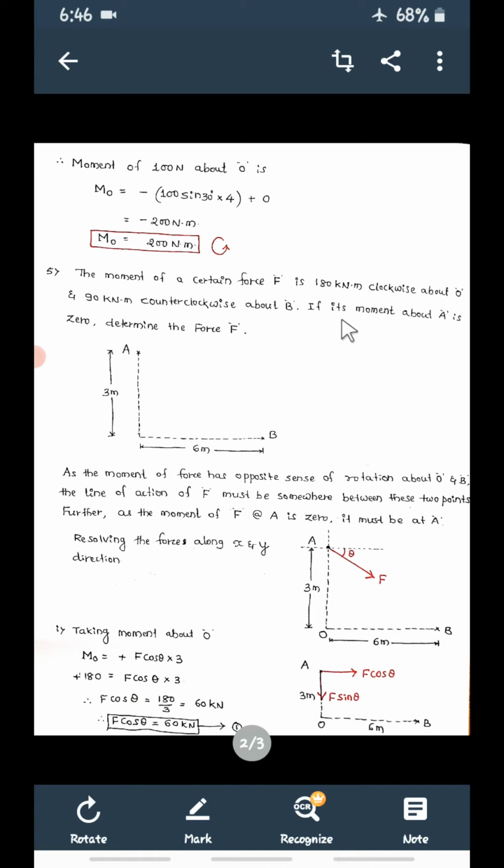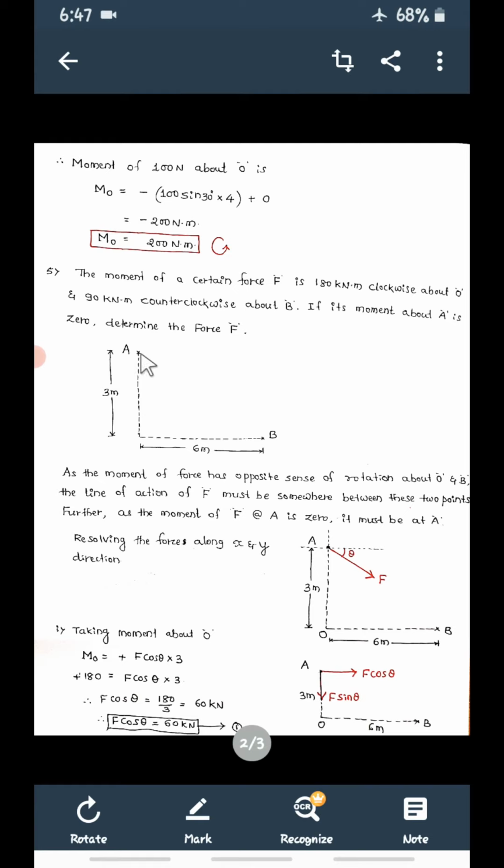So about B, if its moment about A is 0, right? This is important. The moment of that particular force about A is 0, then determine the force F. So try to understand this problem. There are two moments: one is 180 kilonewton meter about O and 90 kilonewton meter about B, because of a certain force F. And the third moment, the moment of that force about A, is 0, so automatically it indicates that the force should be at A only.